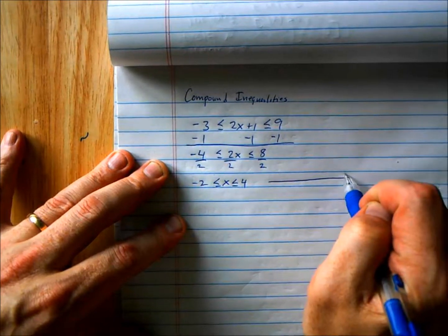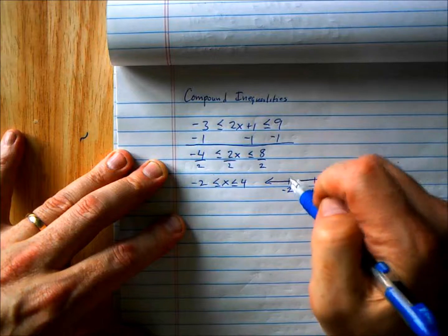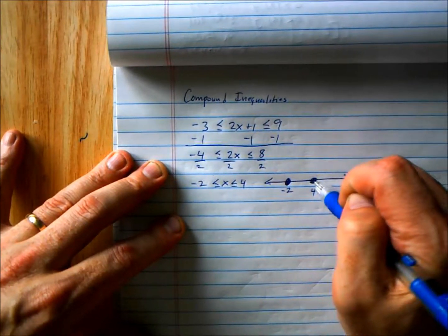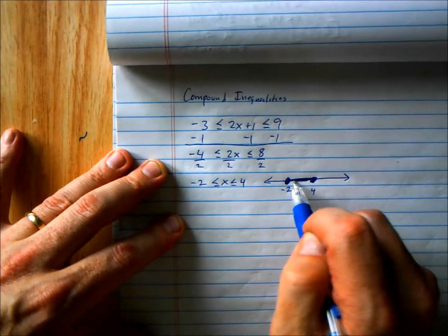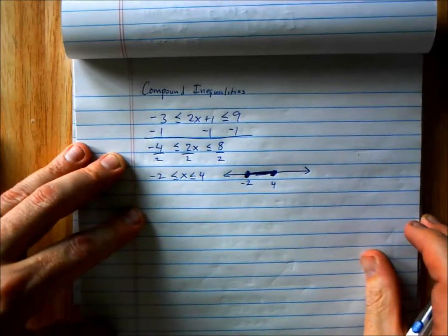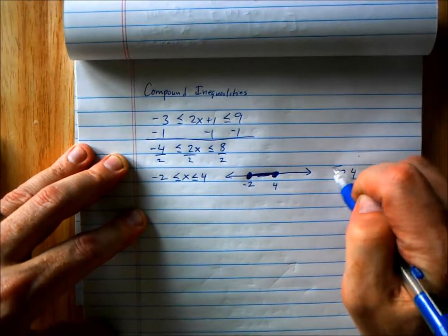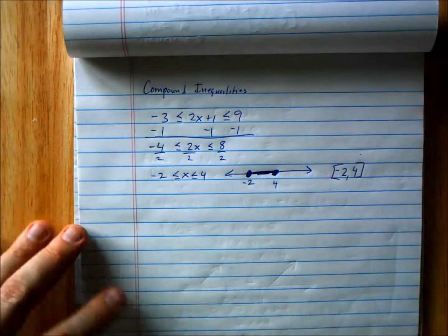Number line, I mark down negative 2, I mark down 4. Both of them would get dots because they both have the equal to sign back here, and I shade in the middle. And then finally my interval notation, my smallest number is negative 2, my biggest number is 4, square brackets on both. Alright, last problem.